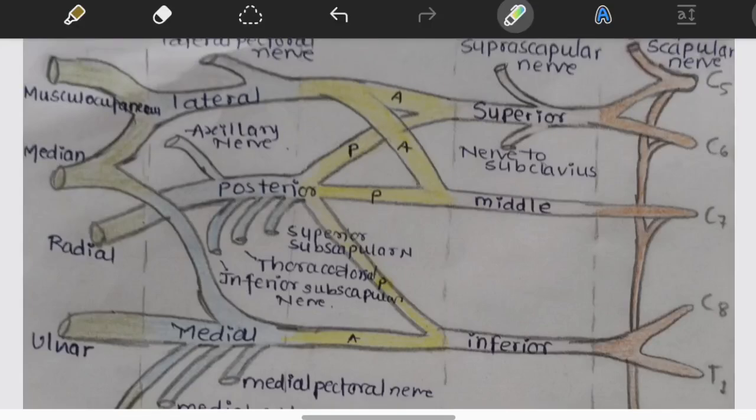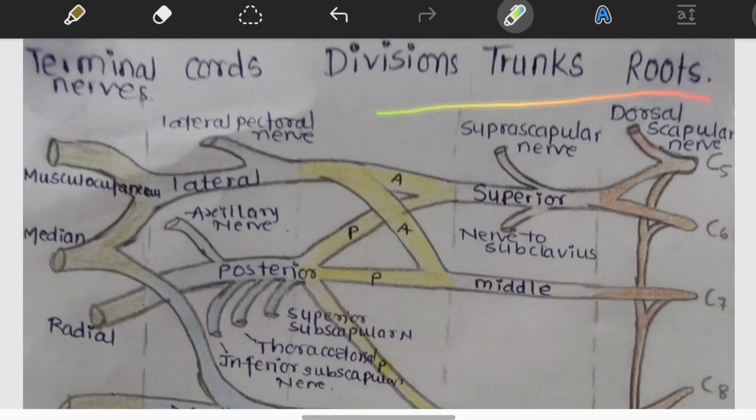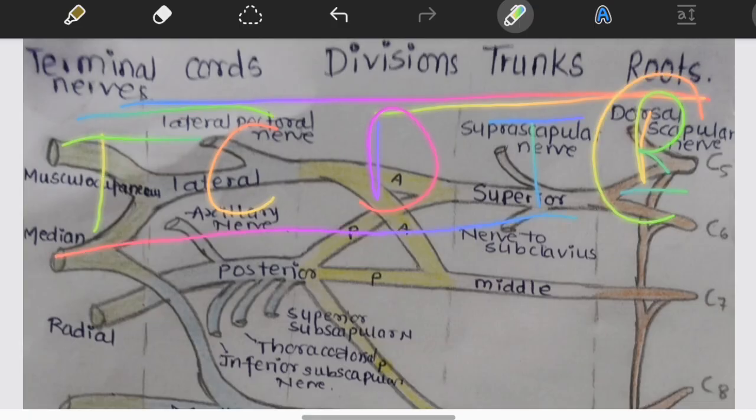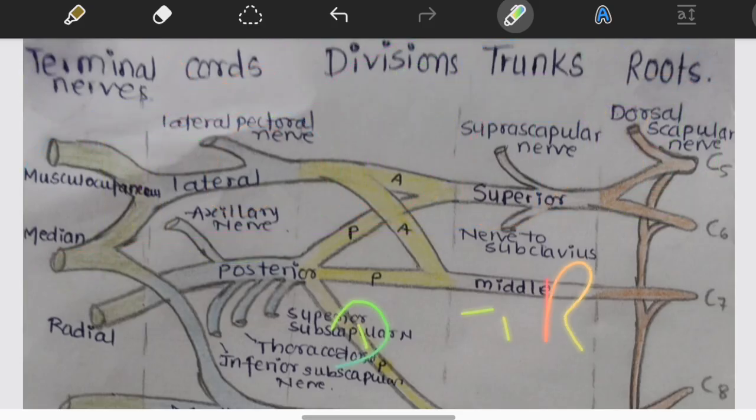Hello doctors, do you find the brachial plexus so difficult? It has roots, trunks, divisions, cords, and then the terminal branches. How should we remember that? You should remember the mnemonic R, T, D, C, T. R for roots, T for trunks, D for divisions, C for cords, and T for terminal nerves.